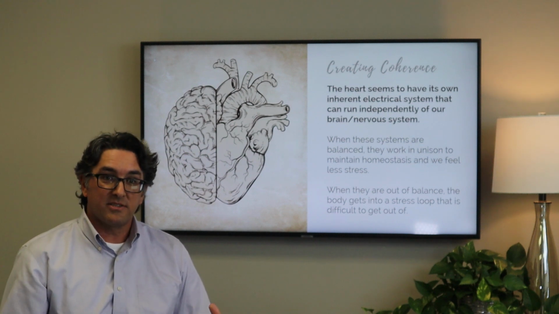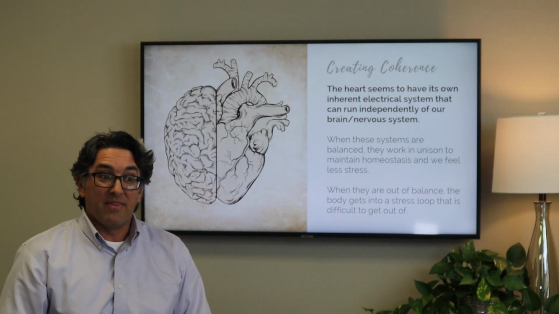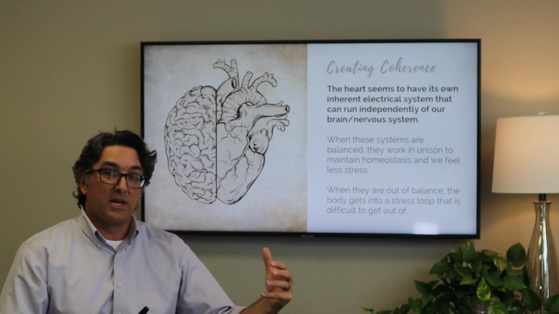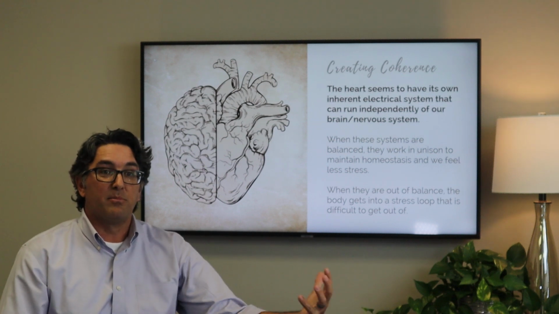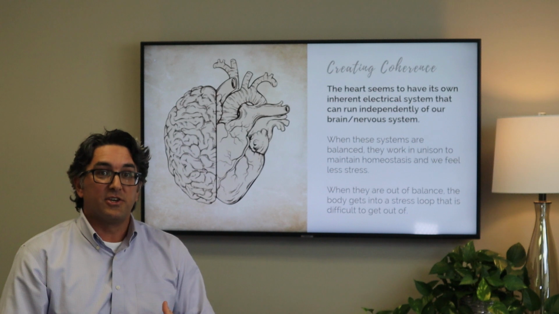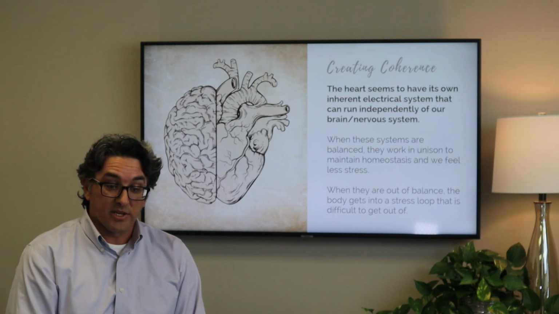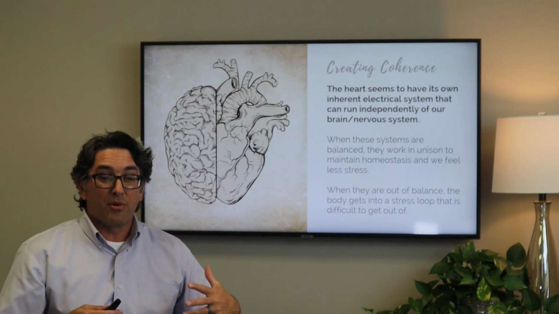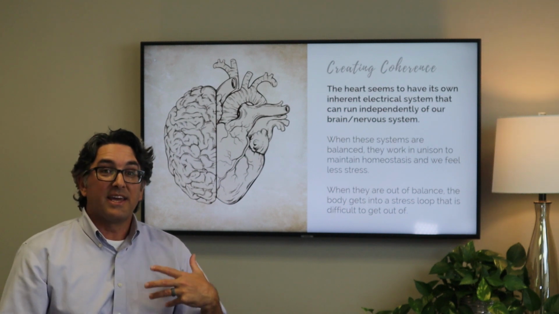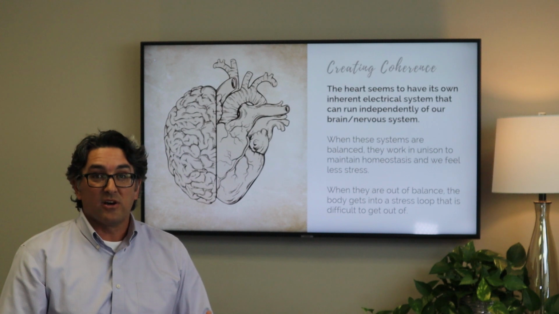We feel less stress. Many times we feel calm, and then even if we do get stressed, because we're in a more coherent state, our body can pull out of that stress much easier, much more effectively, and sometimes without even creating symptoms or problems for us. Now, when the heart and brain are out of balance, the body can get into a stress loop that's very difficult to get out of.